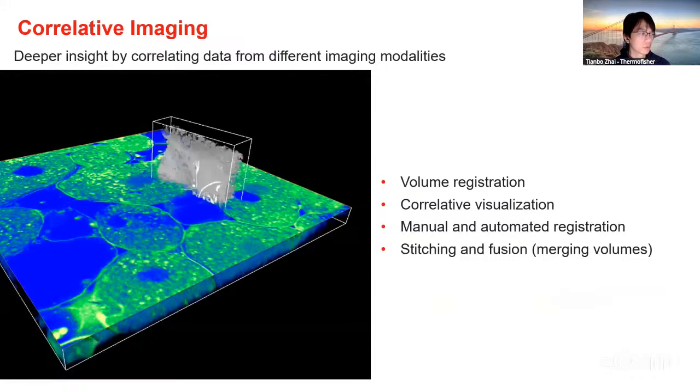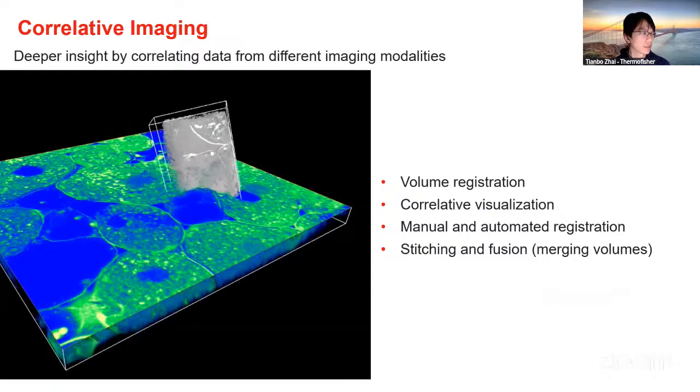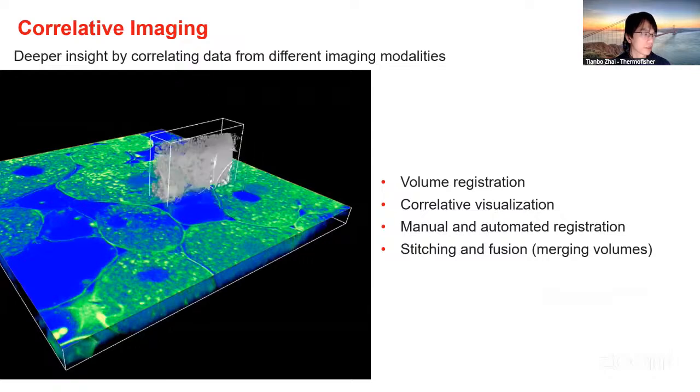And being able to register them, essentially align them so well that we can see the subtle differences, either by size or by other parameters. This is of interest to many researchers. And this is something also available inside AMIRA.